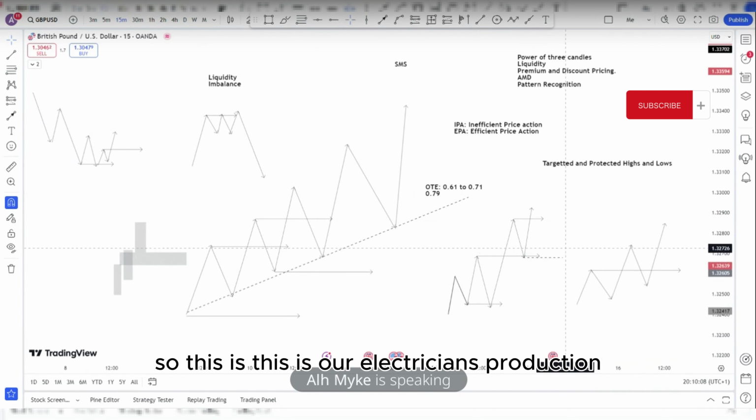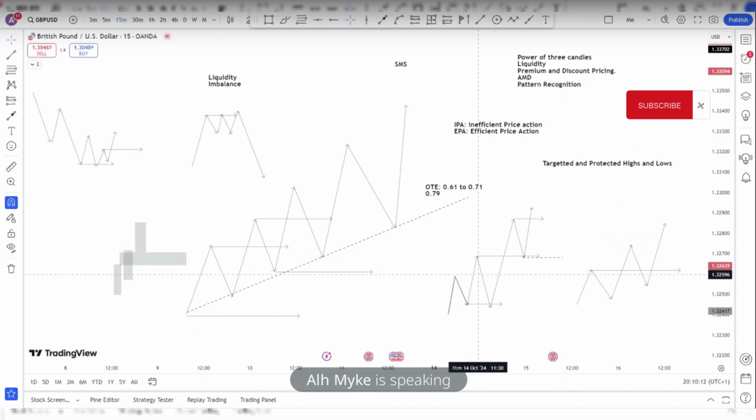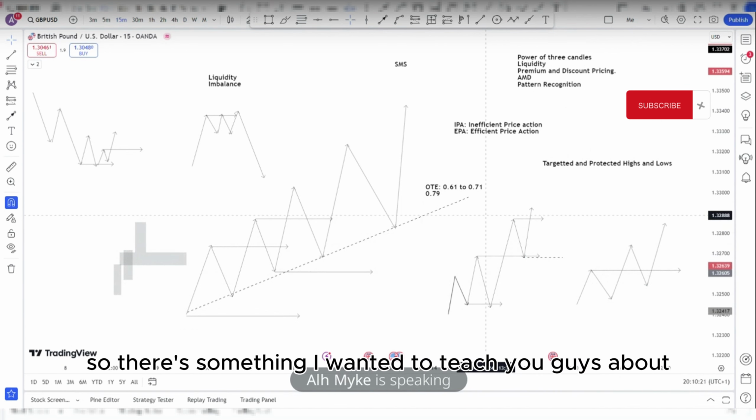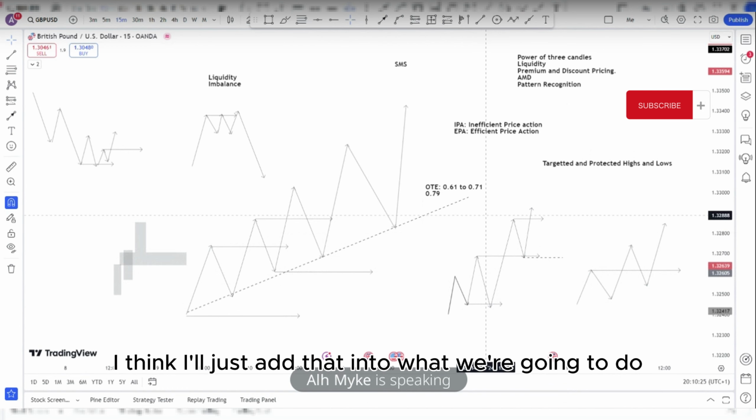So this is an efficient price action. Right. So let's talk about liquidity too. There was something I wanted to teach you guys about liquidity, so I think I'll just add that into what we're doing today.